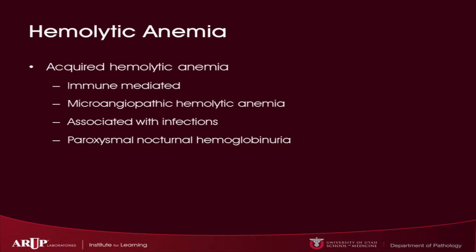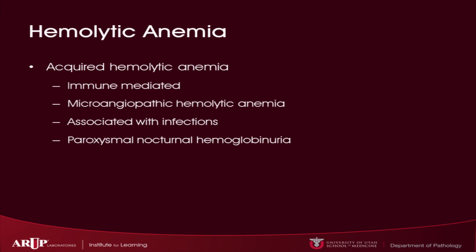So the hemolytic anemia, we talked about the inherited form of hemolytic anemia. Now a little bit about the acquired form of hemolytic anemia. Inherited forms, although very interesting, we don't see that commonly. Acquired forms of hemolytic anemia are much more common than the inherited forms. Immune mediated, we see commonly in cases of infections.